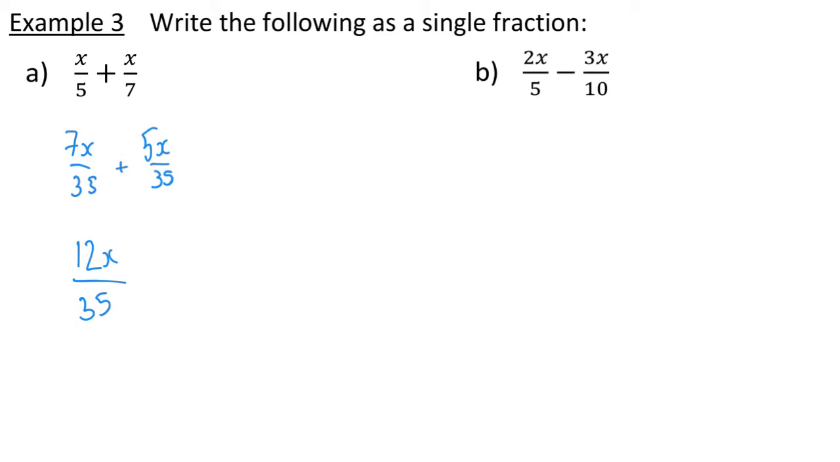Example B. Our common denominator here, we could go to 50, but I'd say the lowest common denominator is 10. To get from 5 to 10, we multiply by 2. So multiply the top by 2 and you get 4x. And the 3x is going to be unchanged. Then we subtract the numerators. 4x take away 3x is 1x. So we've got x over 10.